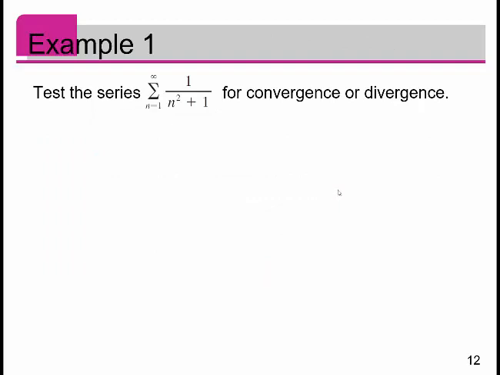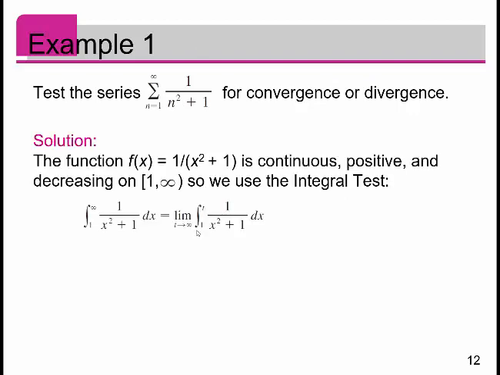All right, let's do some examples. I got a bunch picked out. Test the series, the summation from n equals 1 to infinity of 1 divided by n squared plus 1, for convergence or divergence. So the function f of x equals 1 over x squared plus 1 is continuous, positive, and decreasing on 1 to infinity. That's important. So we can use the integral test. So we'll integrate from 1 to infinity 1 over x squared plus 1 dx.